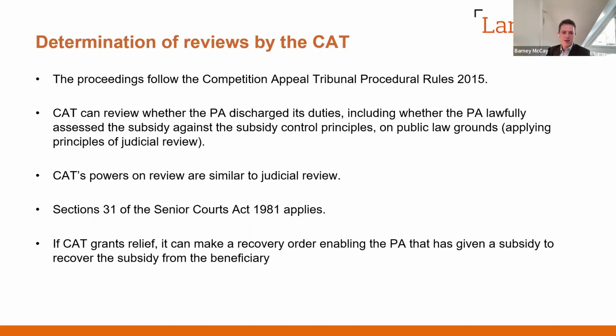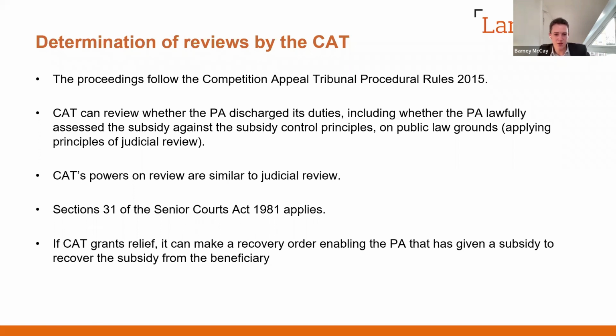The tribunal's powers on review are similar to the powers in relation to judicial review. So the tribunal can grant similar forms of relief. It can grant a mandatory order, a prohibiting order, a quashing order, and it can also grant a recovery order, and that's under Section 74 of the Act. So if the tribunal finds that the authority did not comply with the subsidy control requirements under the Act, it can order the public authority to recover the subsidy from the beneficiary.